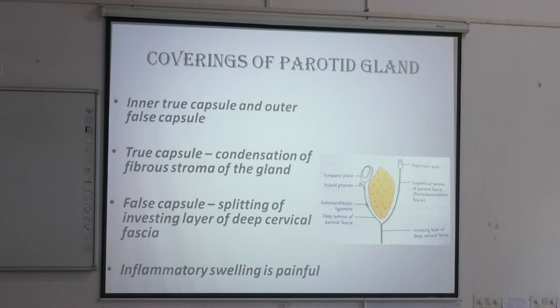Now coverings of the parotid gland: inner true capsule and outer false capsule. The true capsule is a condensation of the fibrous stroma of the gland. The false capsule is a splitting of the investing layer of deep cervical fascia. When deep cervical fascia was taught to you, this is the investing layer splitting here.